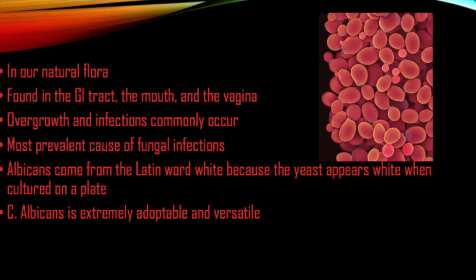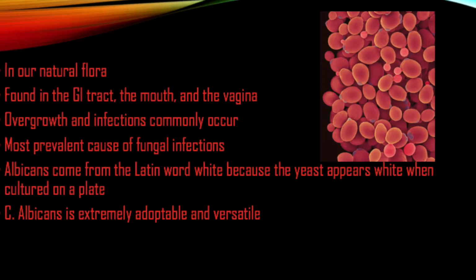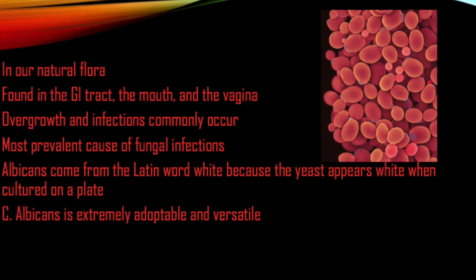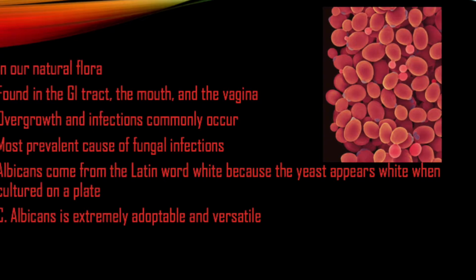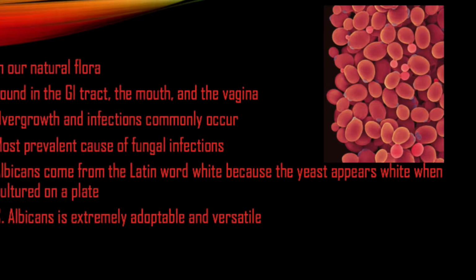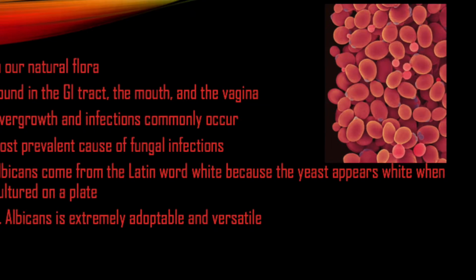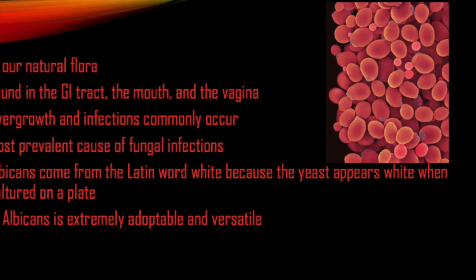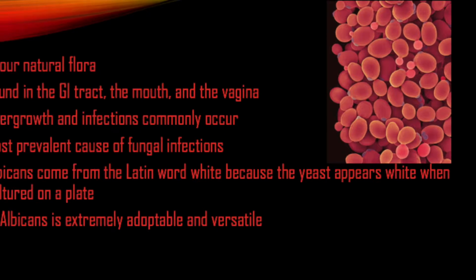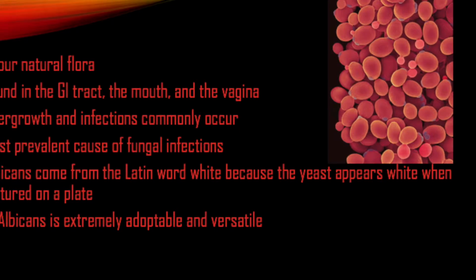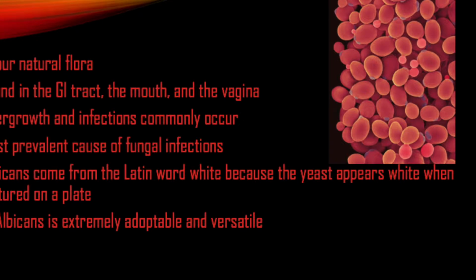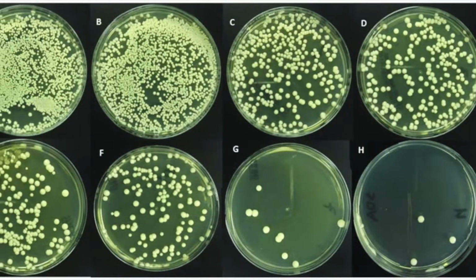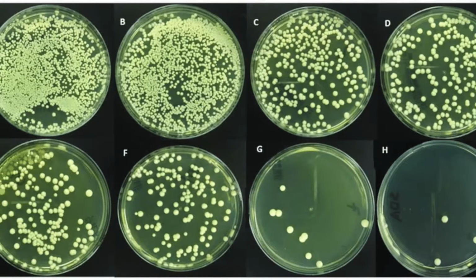It's the most prevalent cause of fungal infections, and albicans comes from the Latin word white because the yeast appears white when cultured on a plate. C. albicans is extremely adaptable and versatile. It's pretty cool. It actually has something called chitin, which is a known anti-inflammatory, and now scientists are looking to try to use it to treat chronic diseases such as irritable bowel syndrome, arthritis, and any other kind of diseases that may cause inflammation. Here are the plates cultured. You can see the white I was talking about earlier.